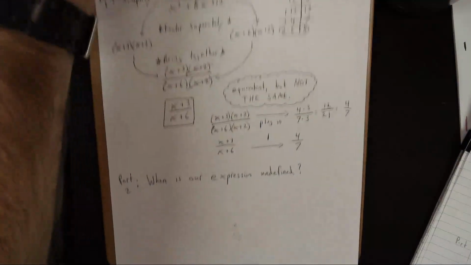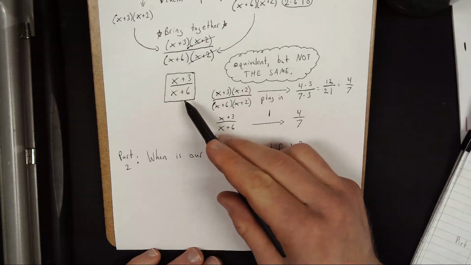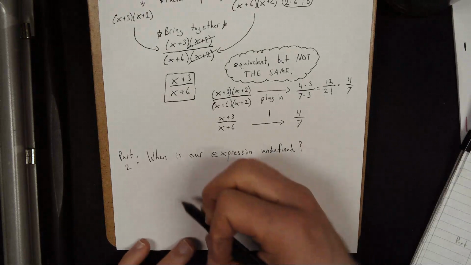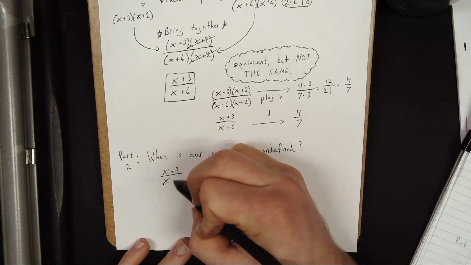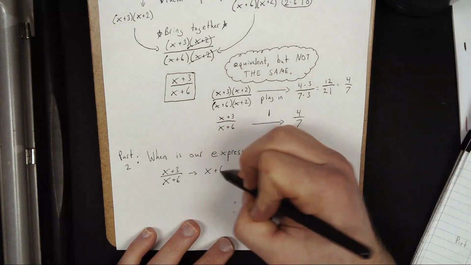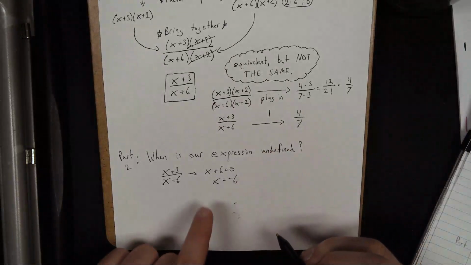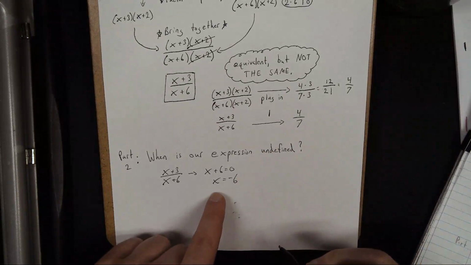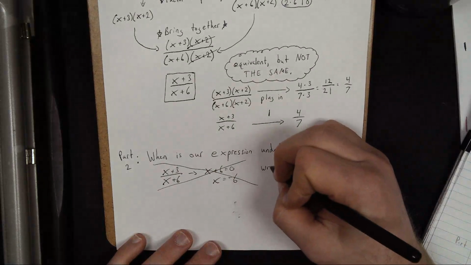The common mistake is to come here and use our answer and just say, oh, well, here's our answer. So don't we just set the bottom to be 0 and we get x plus 6 equals 0. Oh, x equals negative 6. This is only half our answer. So I'm going to cross it out and we're going to say that's wrong.